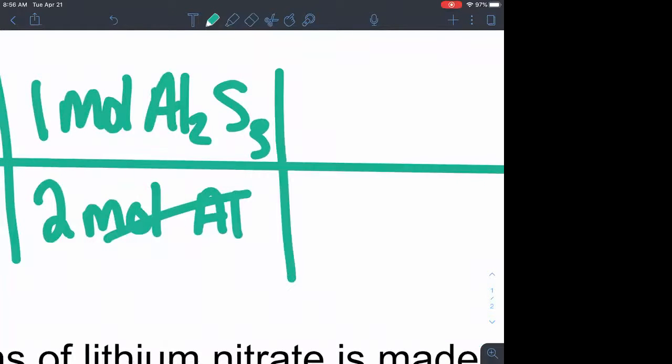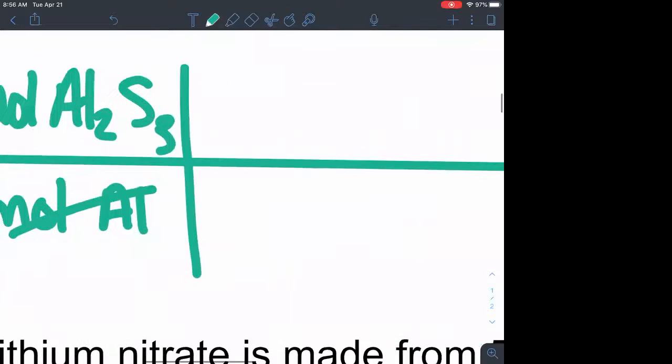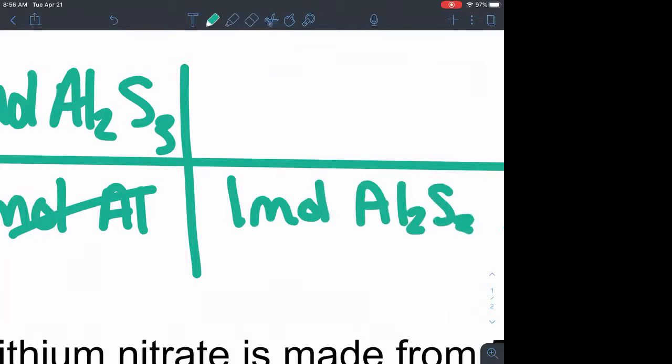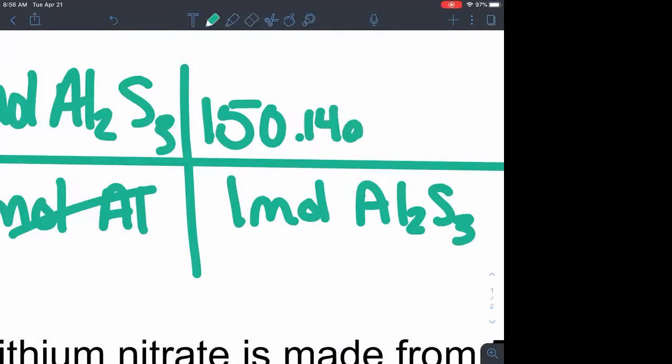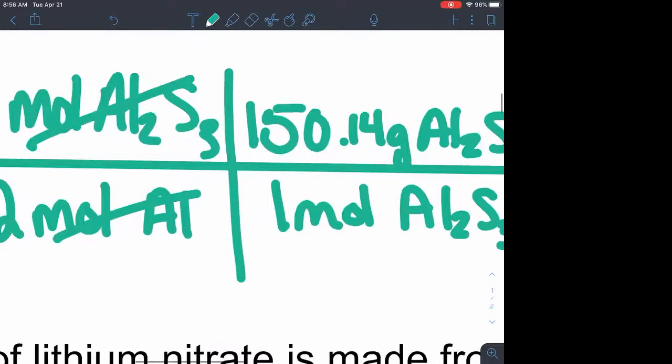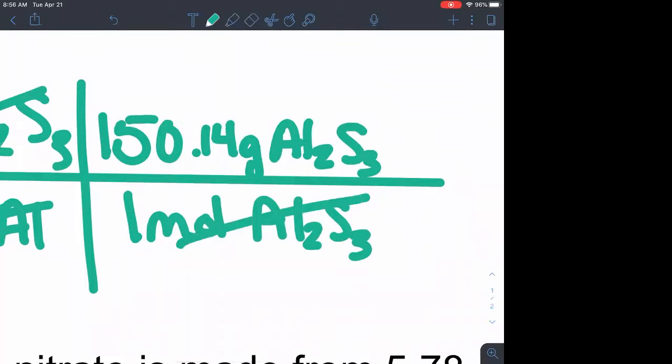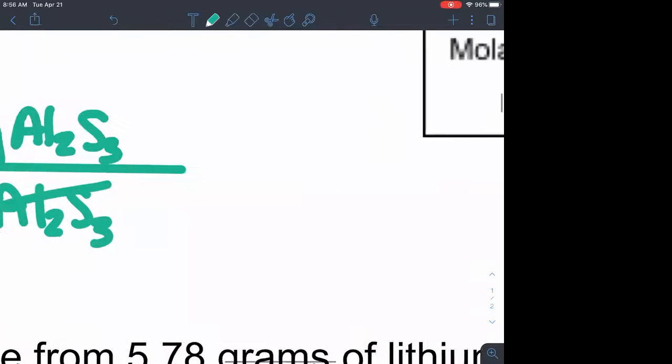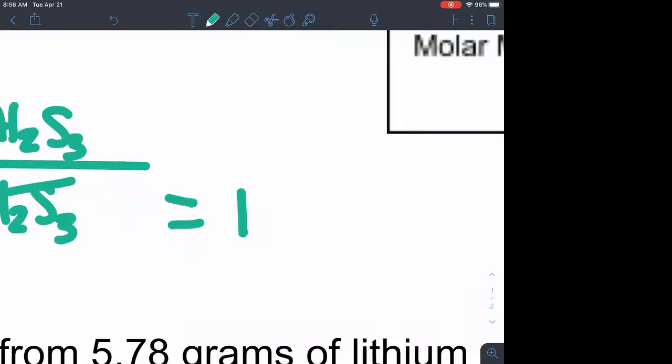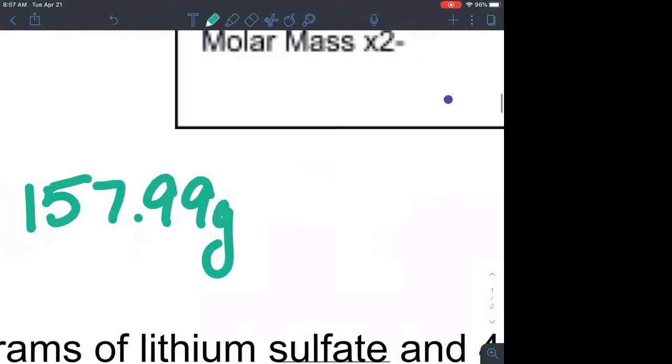All right, our last step again is the same step as before. It's the exact same molar mass as before, so we can just copy and paste. We know that for every 1 mole of aluminum sulfide, we're going to need 150.14 grams of aluminum sulfide. That way our moles of aluminum sulfide have canceled. We're left with just units of grams of aluminum sulfide, and we can solve this problem to get our answer here of 157.99 grams of aluminum sulfide.